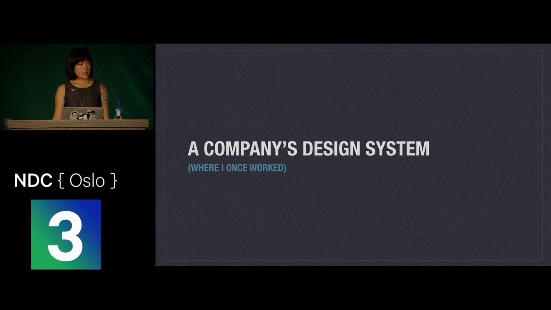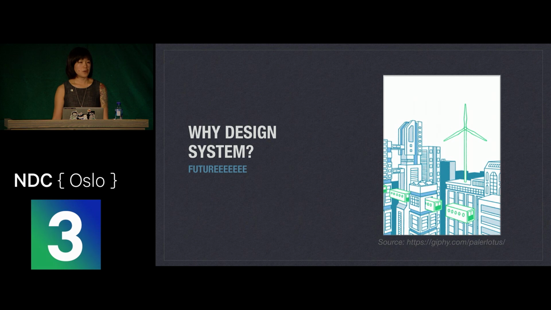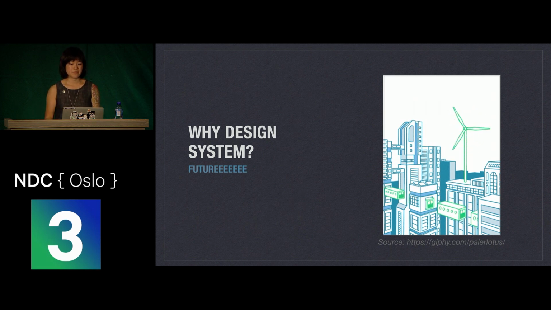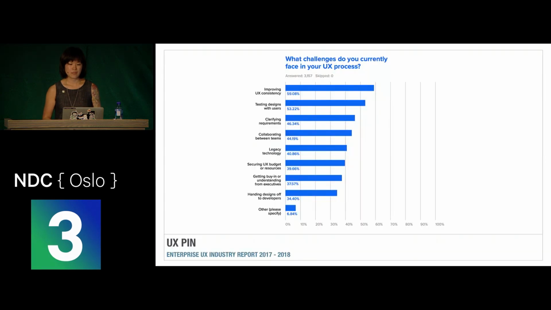So now let's talk about a design system at a company where I used to work. First of all, why did we want to create a design system? The reason was that design systems are popular, as I was saying, and we wanted to move into the future. Specifically, if we take a look at this UXPin survey again, the problems we were trying to solve were improving UX consistency, collaborating between teams, and also getting rid of our legacy technology.